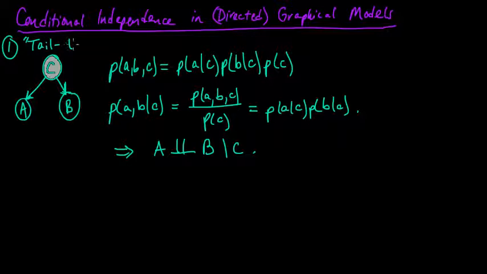And we might refer to this as a tail-to-tail relationship. That is, the arrow going to a from c and the arrow going to b from c are tail to tail at the node c, where this is the tail end of the edge, and this is the head of the edge.